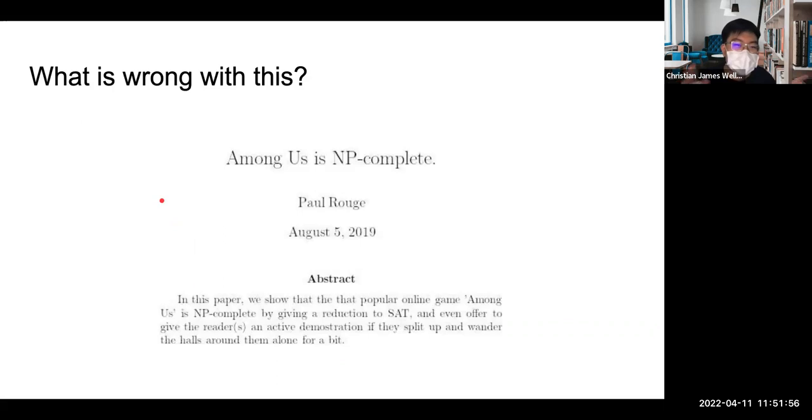And maybe just give this a quick read. What is wrong with this argument? I saw this image online somewhere, and I thought, hey, this doesn't make any sense. What do you think?